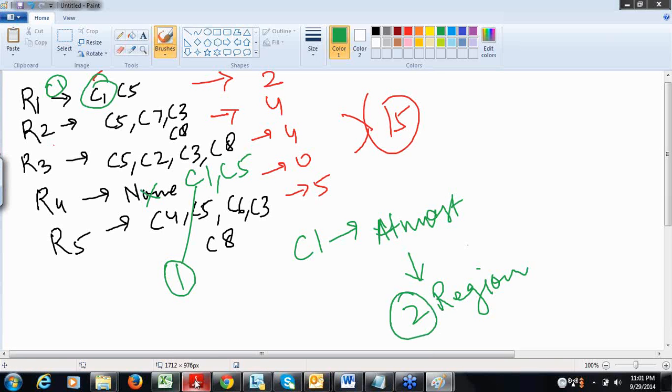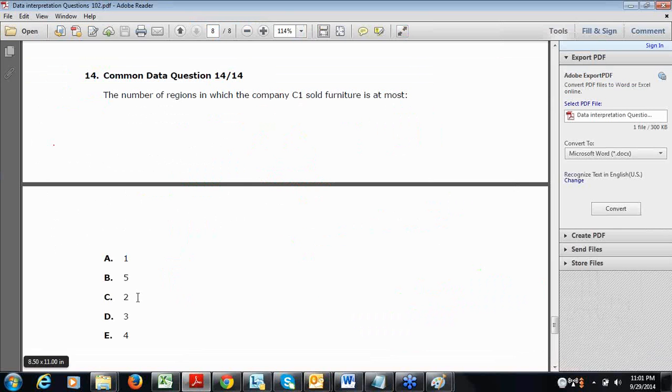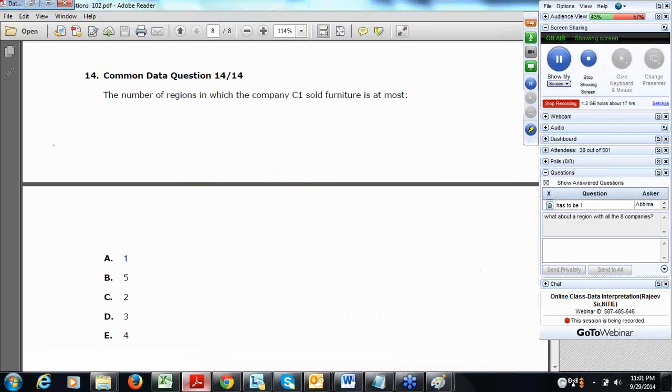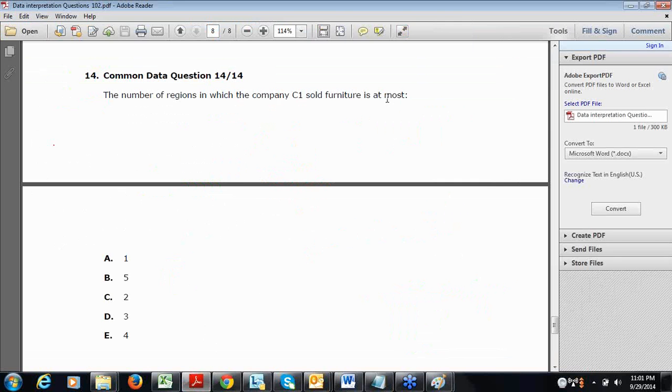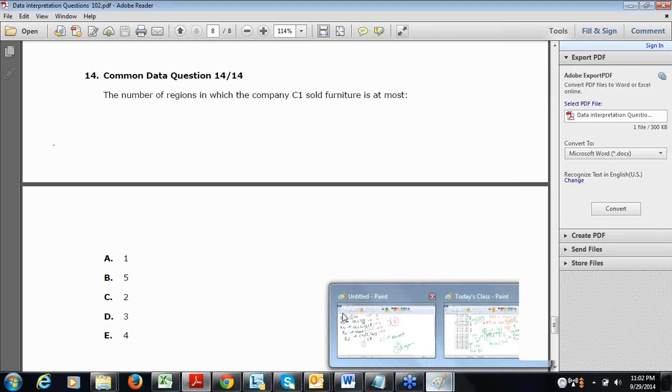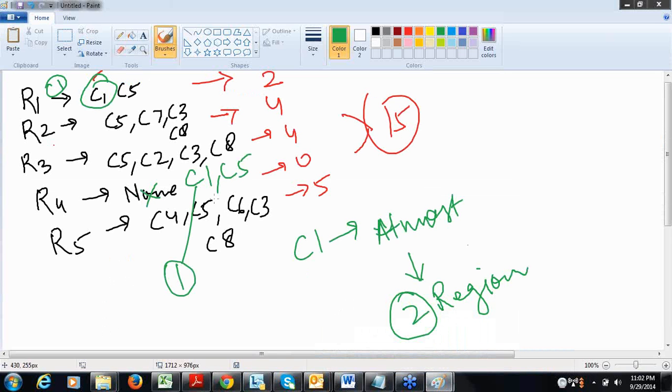So we have option C as 2. So we'll go ahead and mark option 2. Because here there is no condition that one region has to have 0 sellers, 0 companies. If that is not the case, we'll utilize that region to give C1 the maximum value. So in the R4 region, C1 will have the maximum. Got it, everybody?